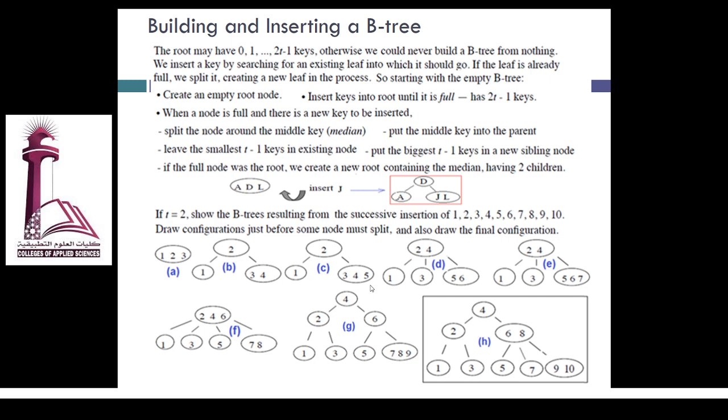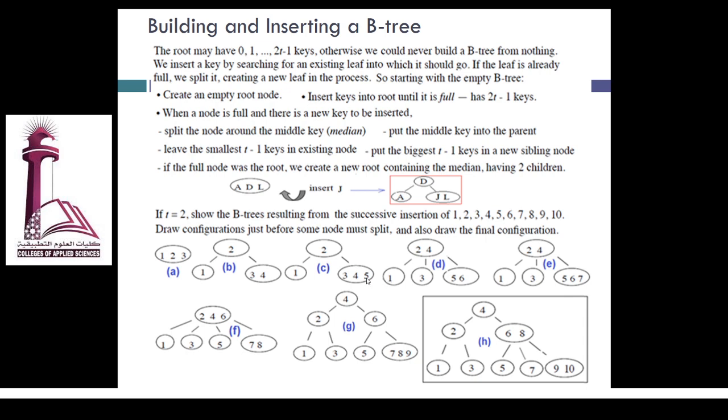Then next we are going to insert 5. You can insert 5 because there is space. A maximum of 3 keys are allowed, so 5 can be added to this node. So it has been added. Then next we are going to insert 6.